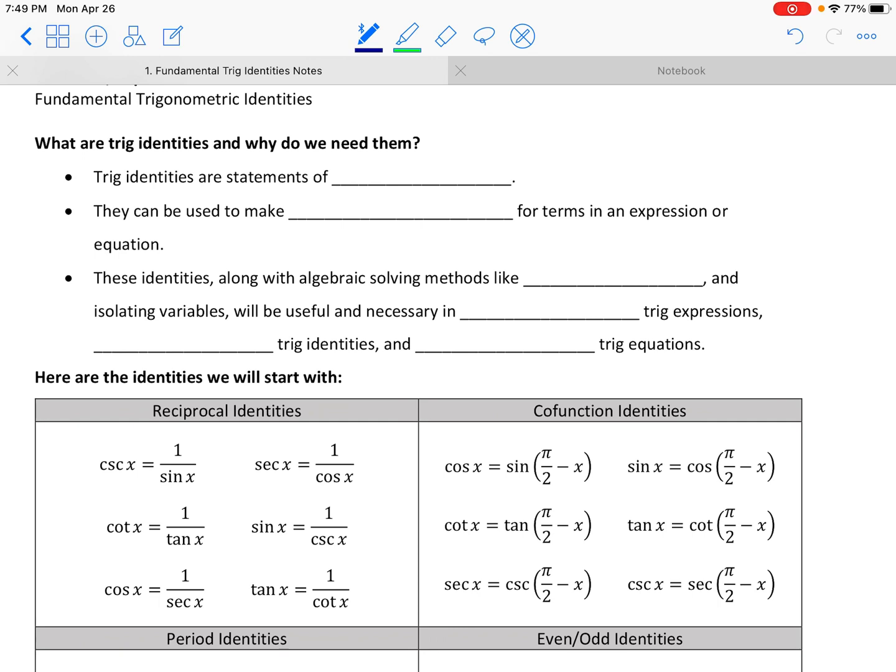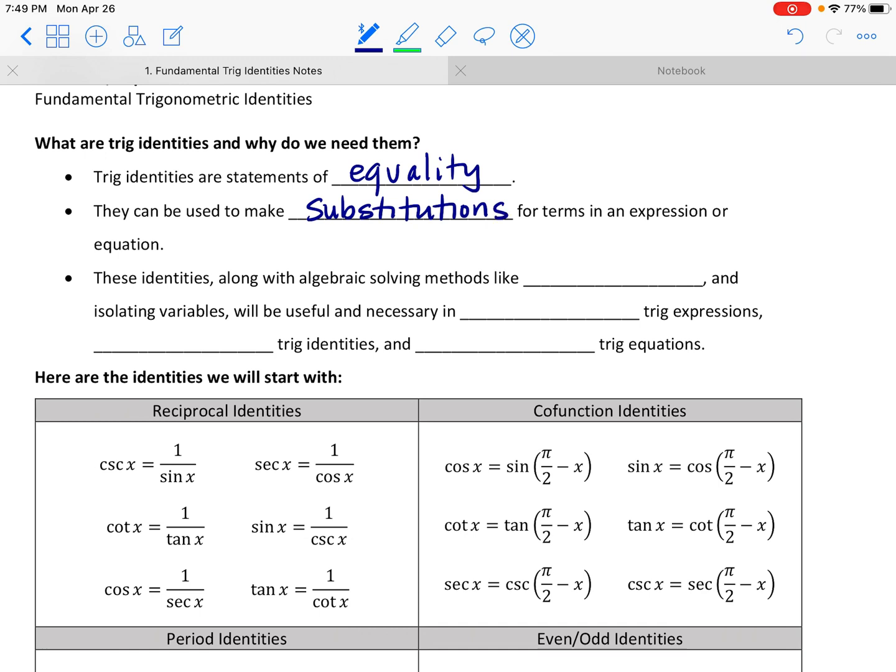So trig identities, first of all, are just statements of equality. They're statements that say that one thing is equal to another, and in this particular case, one trig function is equal to a version of another. The reason we need these is so that we can make substitutions for terms in an expression or for terms in an equation. So we use these to make substitutions.